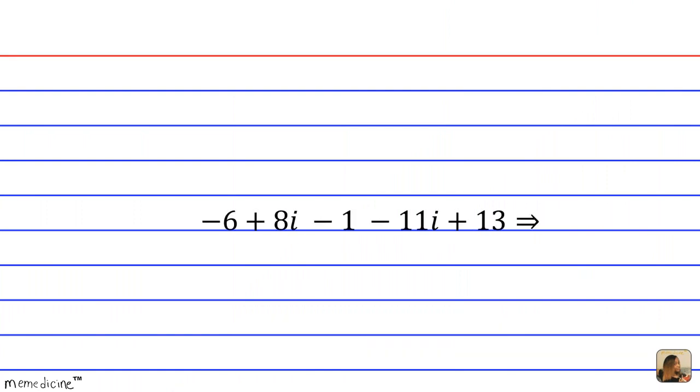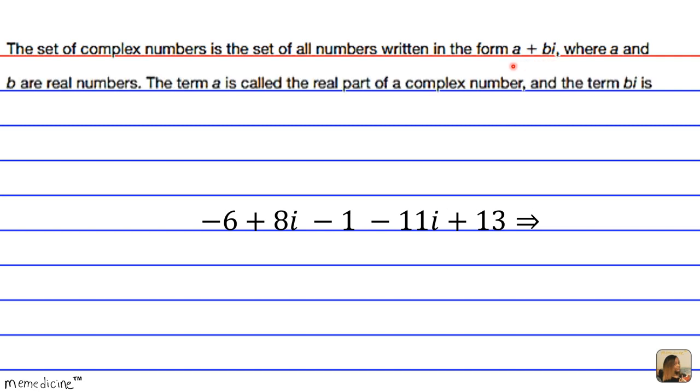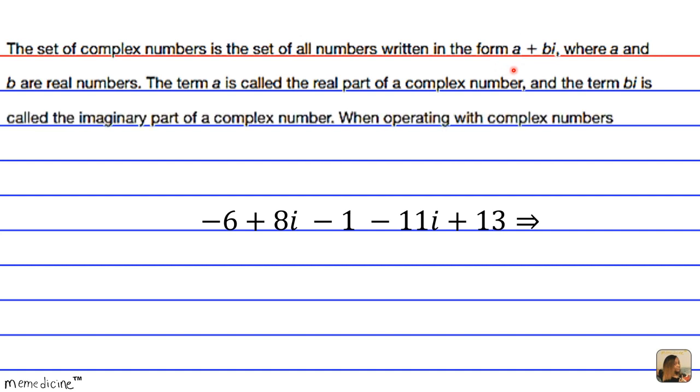Okay, so this is the complex expression that we're going to simplify. And just to give you some overview, the set of complex numbers is the set of all numbers that can be written in the form a plus bi, where a and b are always going to be real numbers. The term a is called the real part of a complex number, and the term bi is called the imaginary part of a complex number.